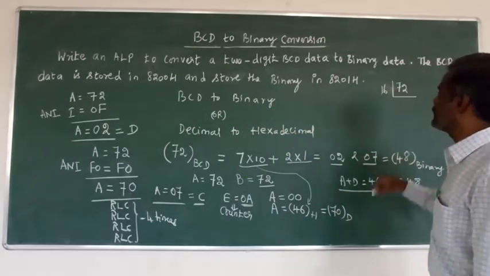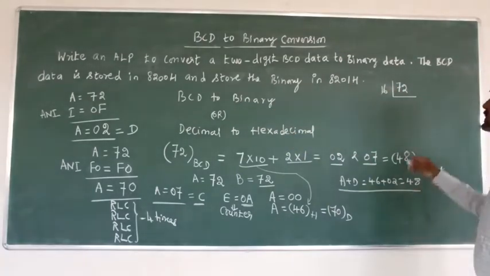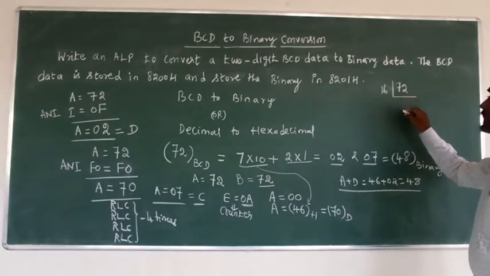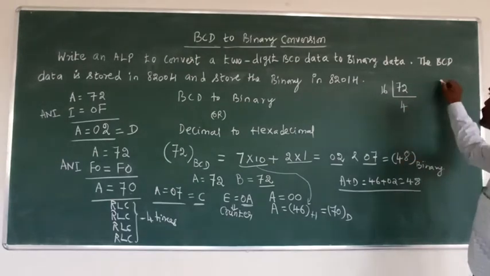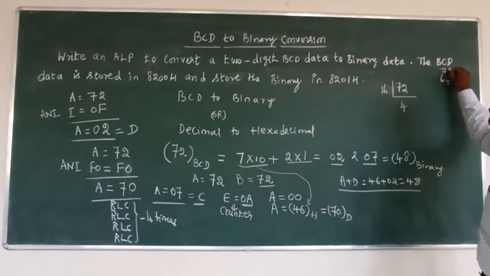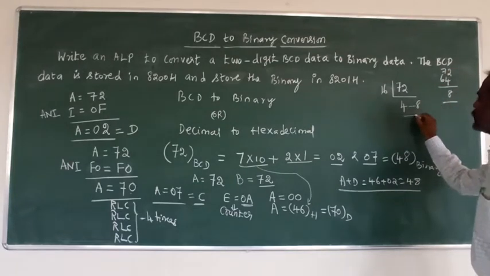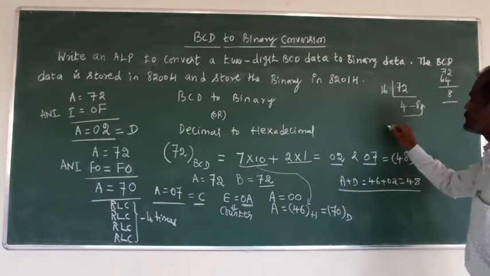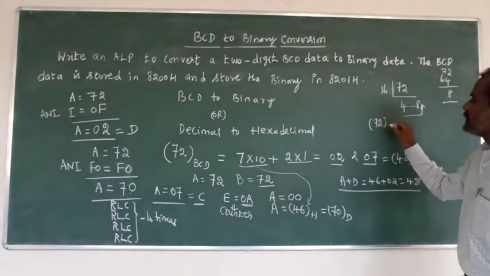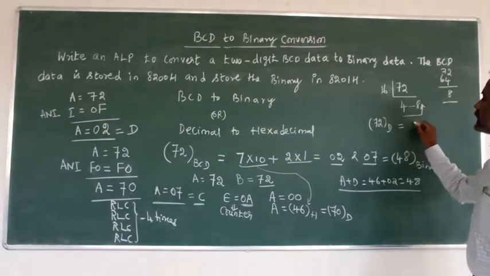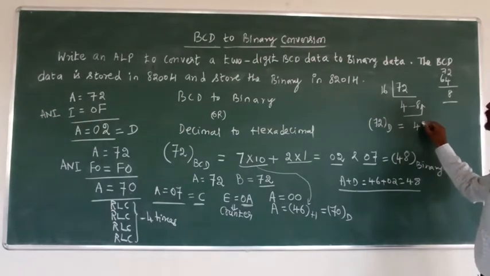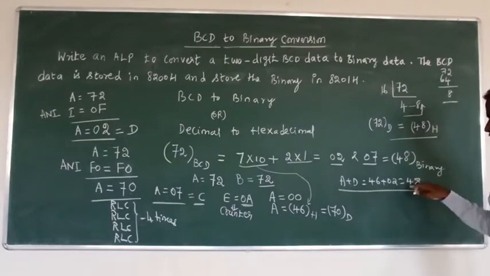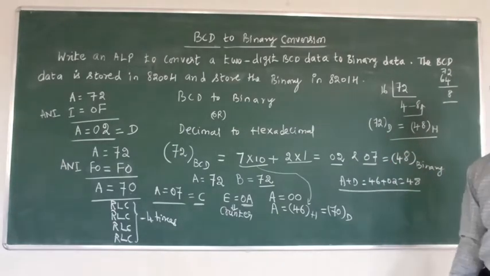For that we can divide by 16. 16, how many times? 4 times. 4 times is 64, and subtract from 72, remainder 8. Now we can write the result like this format: 72 decimal and corresponding hexadecimal value 48. This is the format.